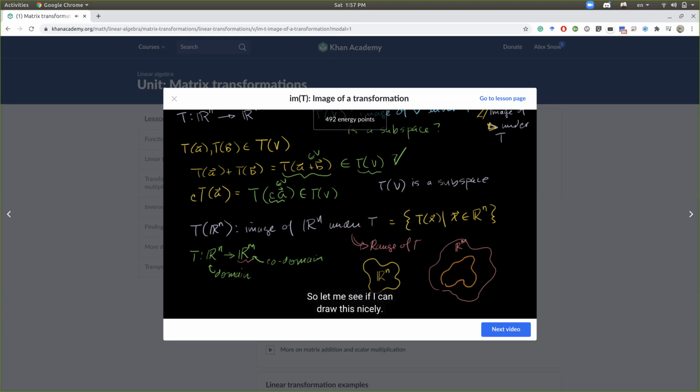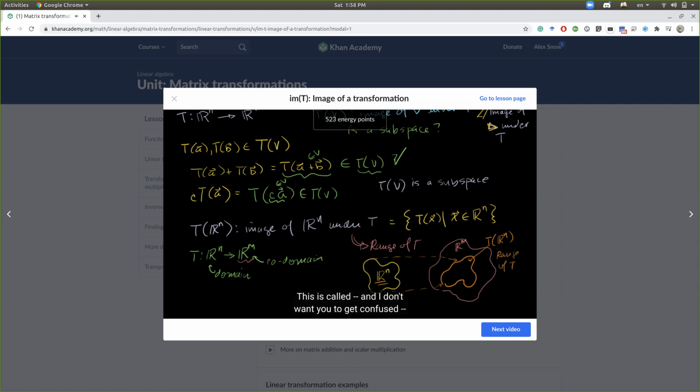So let me see if I can draw this nicely. So you literally map every point here, and it goes to one of these guys, or one of these guys can be represented as a mapping from one of these members right here. So if you map all of them, you get this subset right here. This subset is T, the image of Rn under T, and in a terminology that you don't normally see in linear algebra a lot, you can also consider it its range, the range of T.